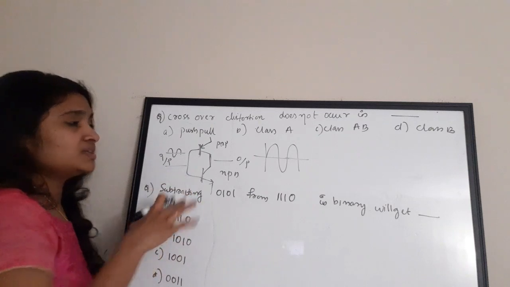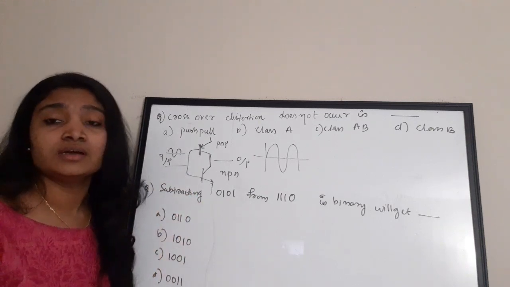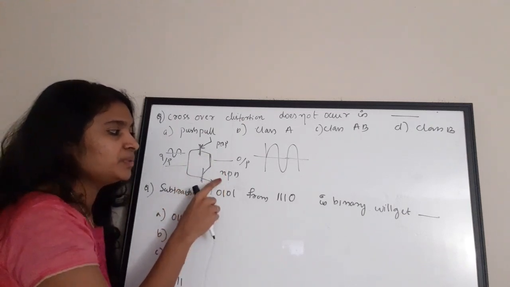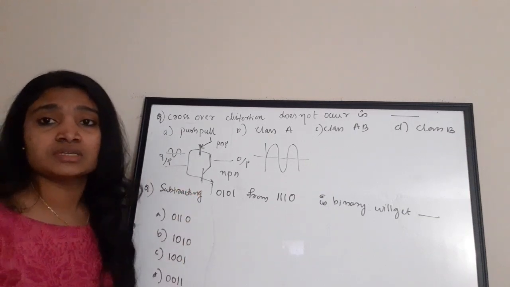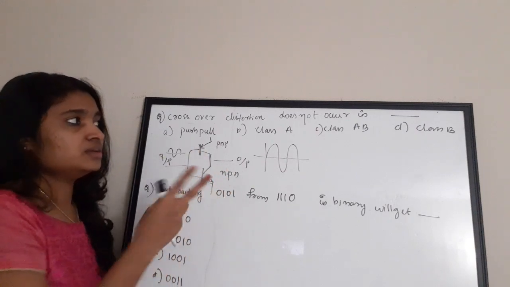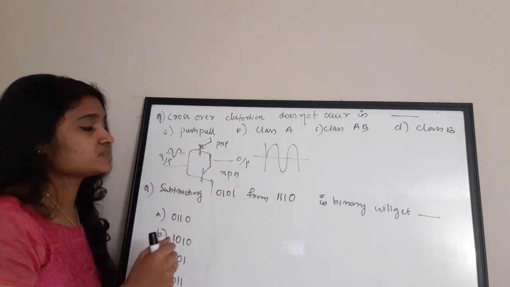Now, what is a complementary amplifier? It means it is using two complementary transistors. For example, NPN and PNP are complementary. Or NMOS and PMOS, they are complementary. So if you are using these complementary types of transistors, we call them complementary amplifiers.